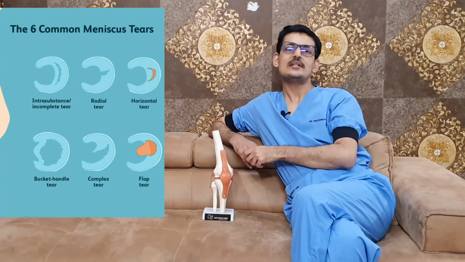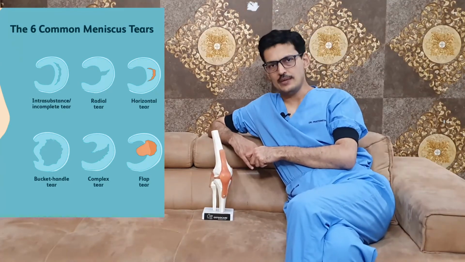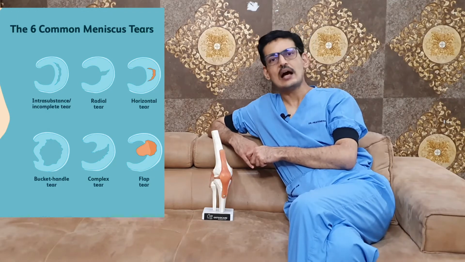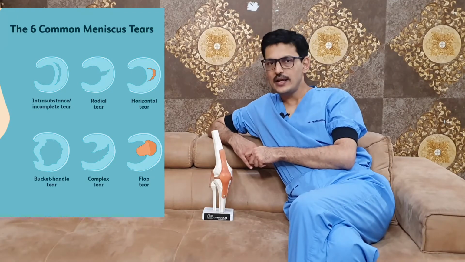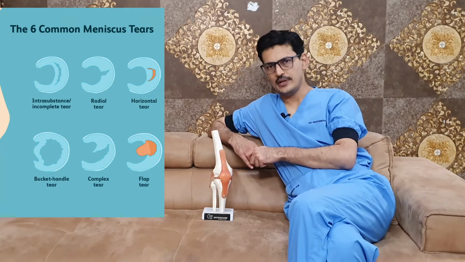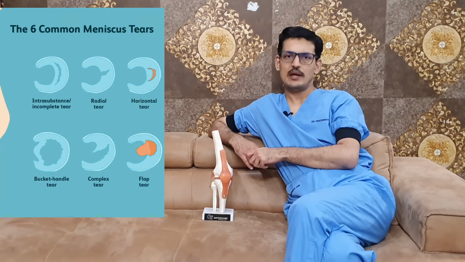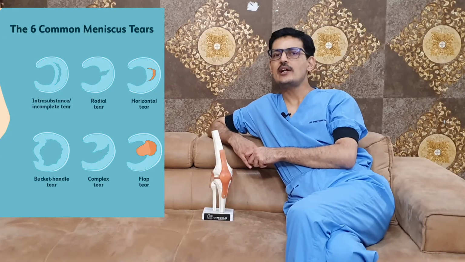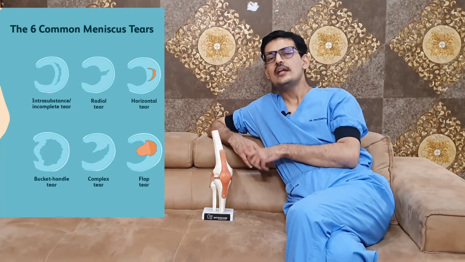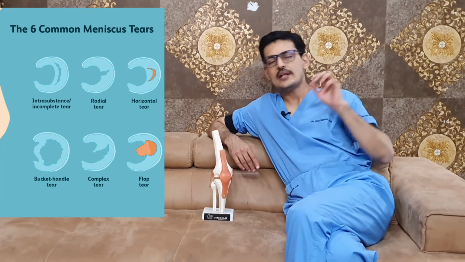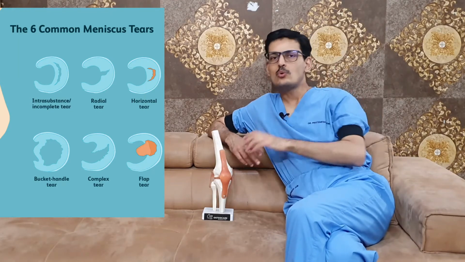Now meniscus repair surgeries are of different types. The three major types of meniscus repair surgeries are inside out repair, outside in repair, and all inside repair. We will cover these one by one. Inside out tear repair is a standard or gold standard technique in which multiple long needles are used to repair the meniscus from inside to outside.